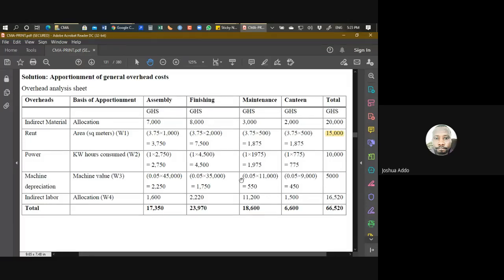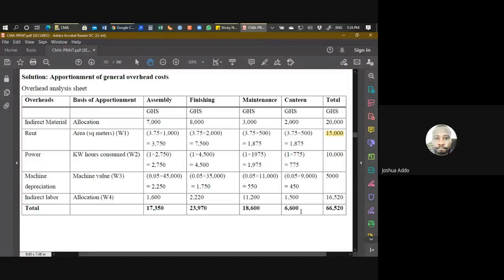And now, the maintenance department, which is a service department rendering services to assembly and finishing as production departments, is having this total overhead cost. The canteen department is also a service department, rendering services to the production departments. It has a total overhead cost of 6,600. These costs for maintenance and canteen, because they are service rendering departments, need to be shared back, redistributed, reapportioned back to the production departments, because they render the service.